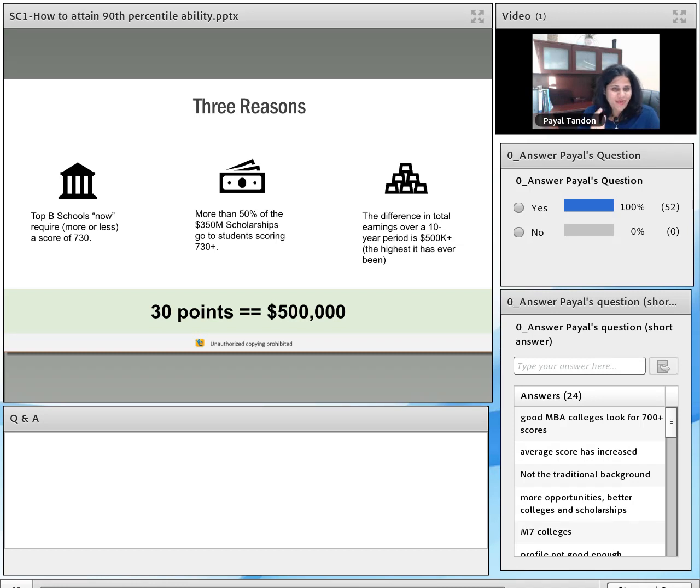Okay, and that's the reason why this slide, although it's not related to sentence correction at all, is very, very important. So I want you to absorb this, maybe even take a printout of this or a version of this and stick it in your study area so that every time you are underwhelmed, every time you feel disappointed, you get reminded of why it is a worthy goal. Why is that 730 plus a worthy goal for you? Okay, does that make sense?